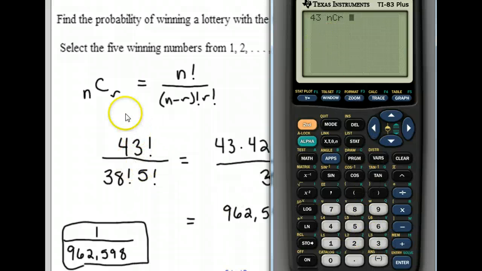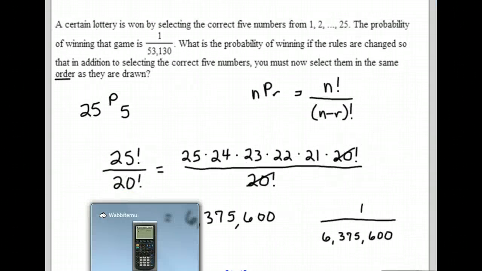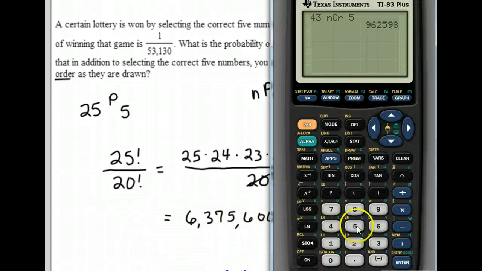Alright, and then how many we're choosing? We're choosing 5 at a time. Alright, and then there's my denominator, 962,598. Alright, and then come down to this one. Now this is 25P5, so I put in the 25 first.